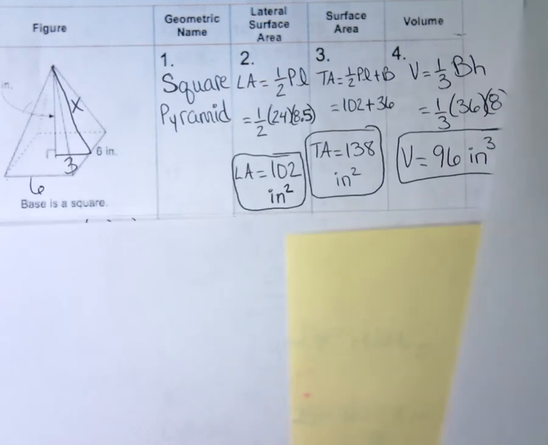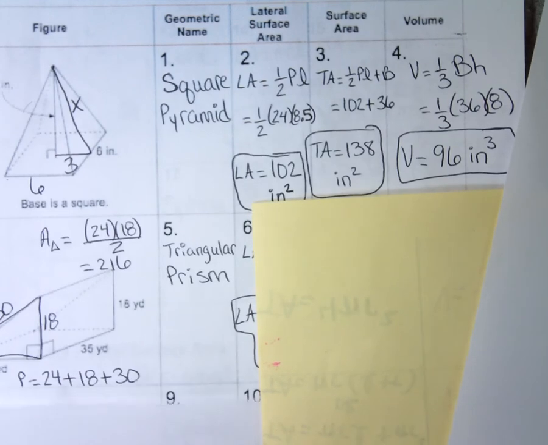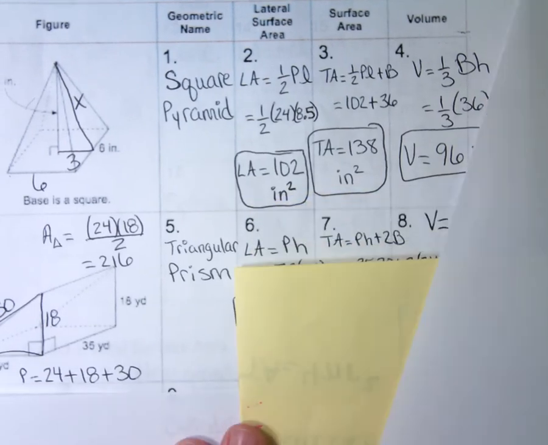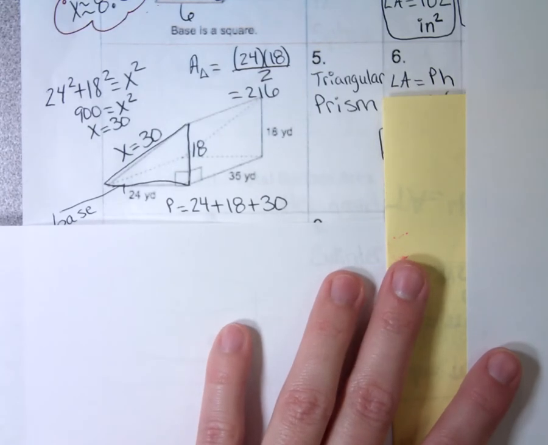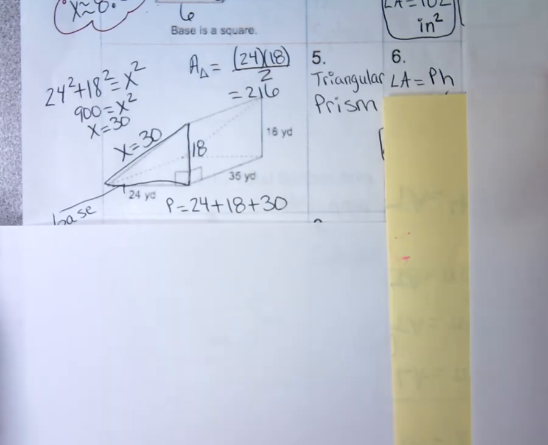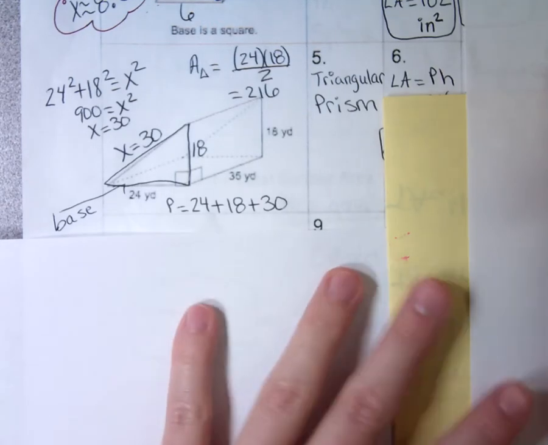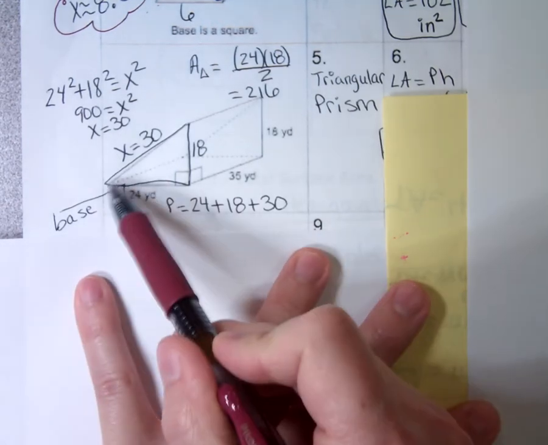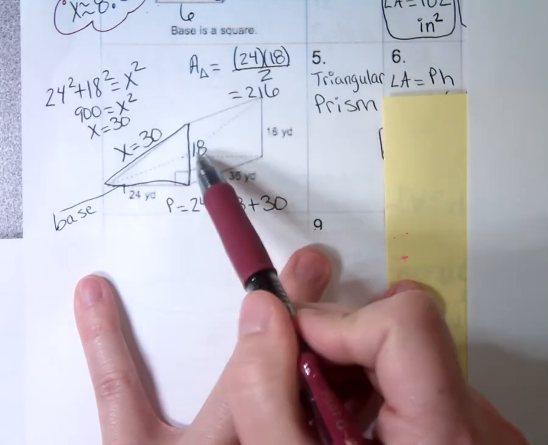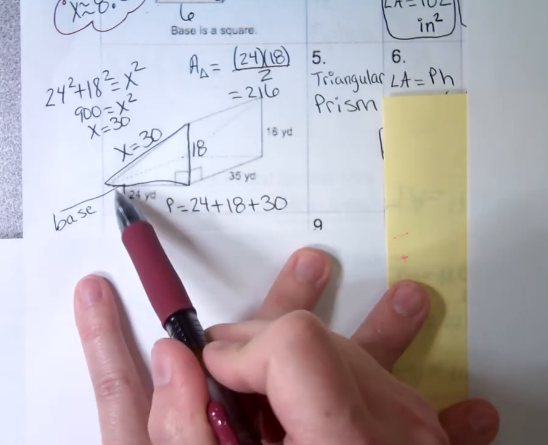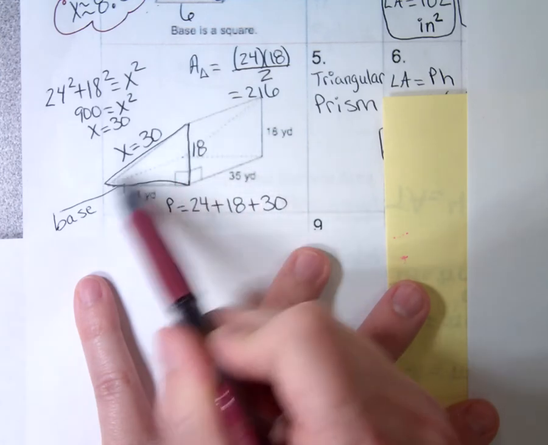Okay, moving on to our next shape. We have our triangular prism. And so first I write down the formula for lateral surface area, which is capital PH. Capital P stands for perimeter of the base. The triangle is my base. Those 2 triangles there are my bases. So perimeter of a triangle is all 3 sides added up.